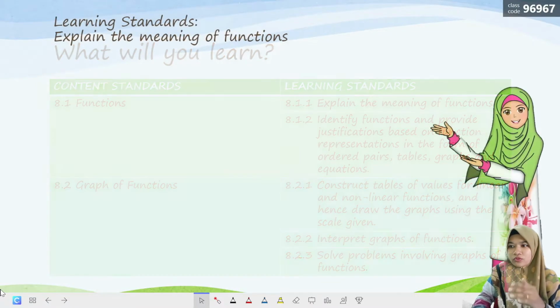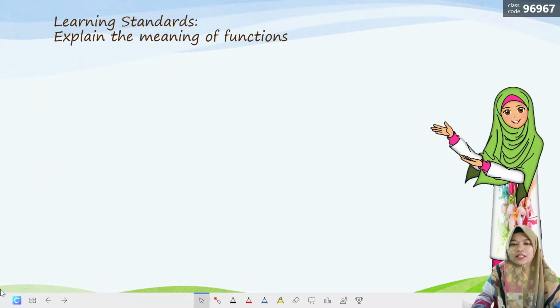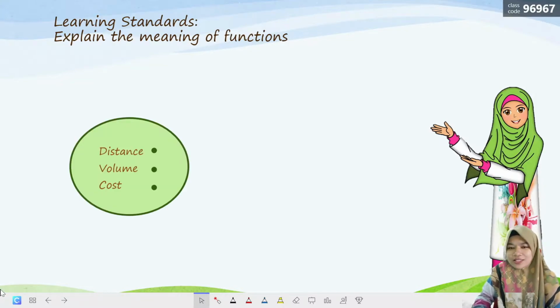Okay, so for today's learning standard, untuk video ini learning standardnya ialah explain the meaning of functions. Okay, awak kena tahu apa dia yang dimaksudkan dengan functions. Okay, now look at this example.